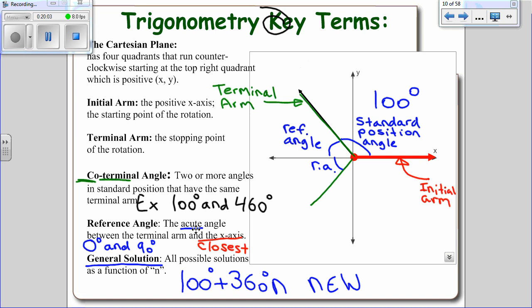So, for instance, just because this is way off topic, I'm gonna pause this.